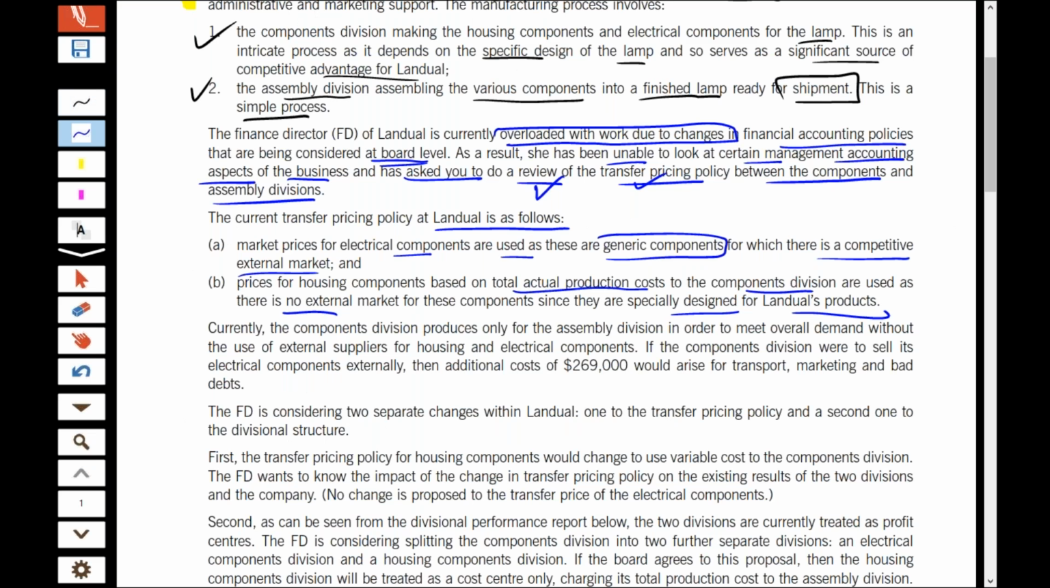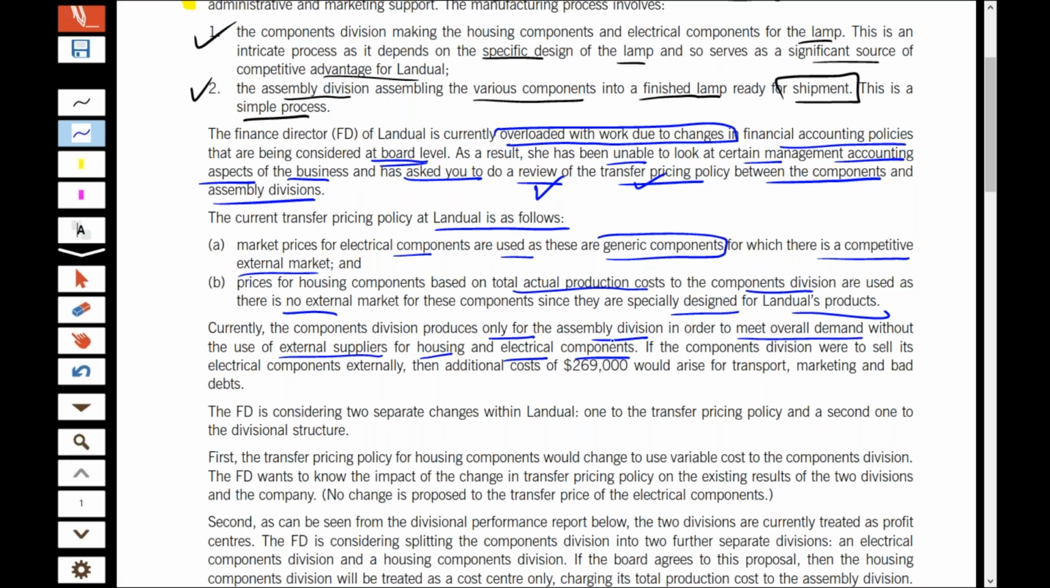Now, what else is there? Let's try to understand. It says currently the components division produces only for the assembly division in order to meet overall demand without the use of external suppliers for housing and electrical components. What does it tell you?